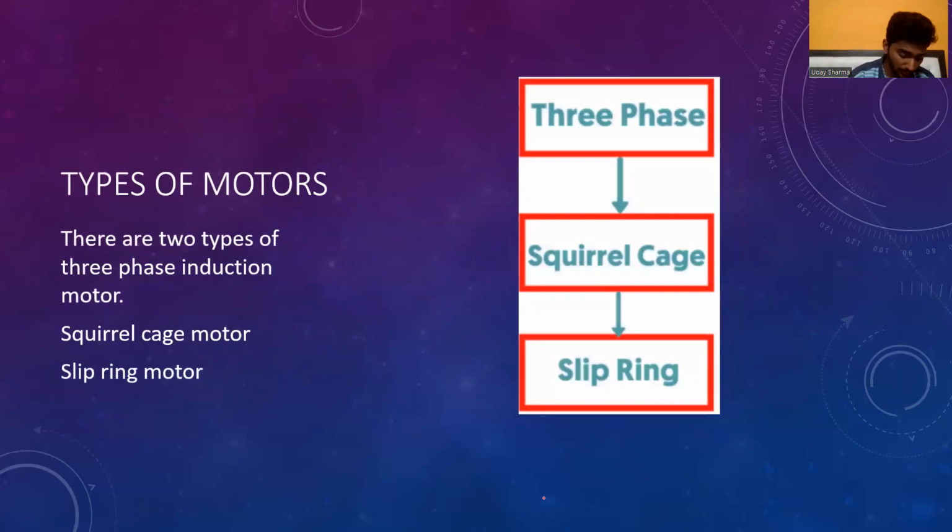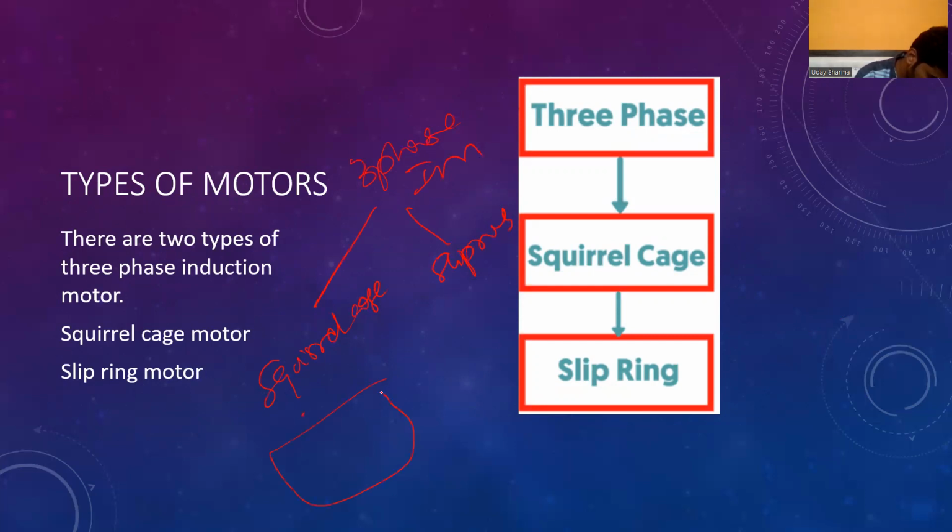There are two types of motor based on the wiring. In the three-phase induction motor, there are two types: squirrel cage motor and the slip ring motor.